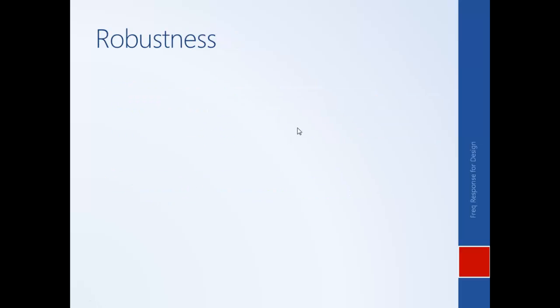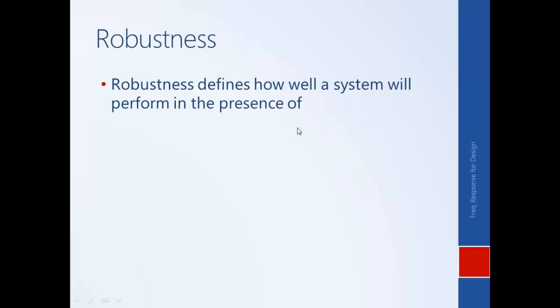Another goal that we mentioned is robustness. So we want to know how well the system performs in the presence of undesired inputs and undesired model uncertainty. So measurement noise and disturbances are examples of unwanted inputs, and we want them to not adversely affect the response of our system, the behavior of our system.